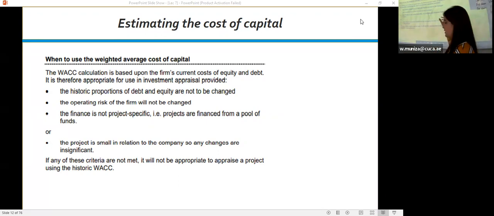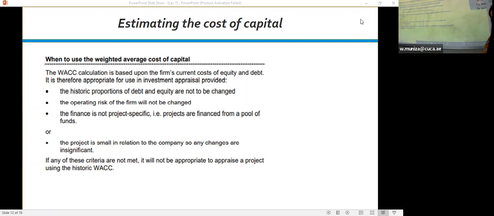So that is why they are telling us when to use the weighted average cost of capital. The WACC calculation is based upon the firm's current cost of equity and debt. It is therefore appropriate for use in investment appraisal provided the historic proportions of debt and equity are not to be changed. You know, the gearing of the company is also one of the major risks.